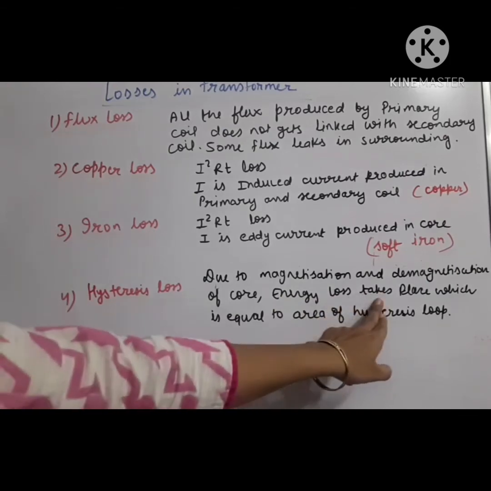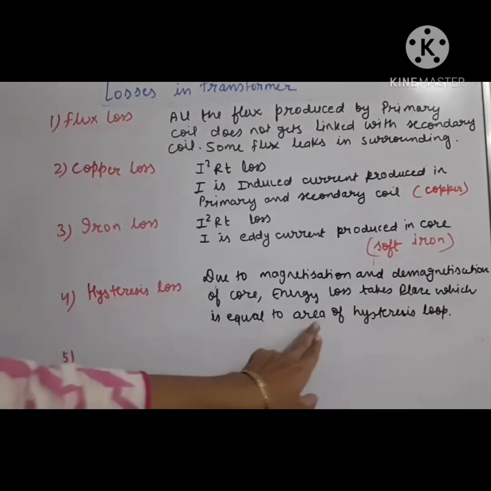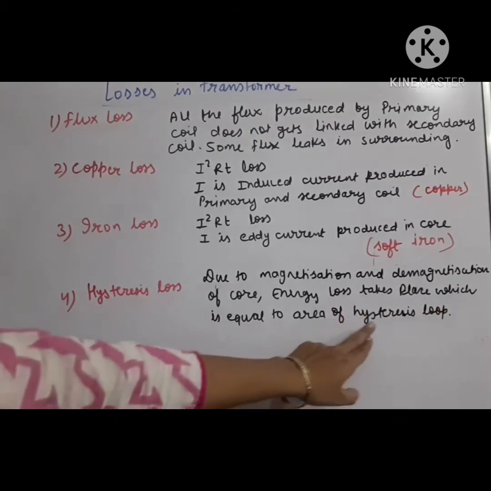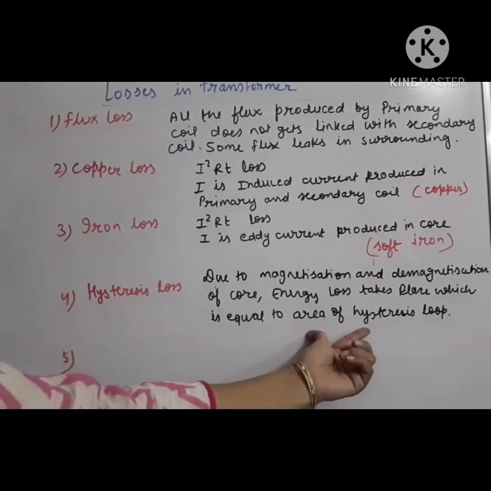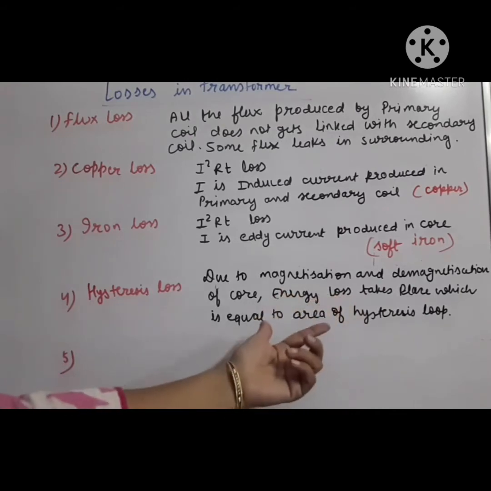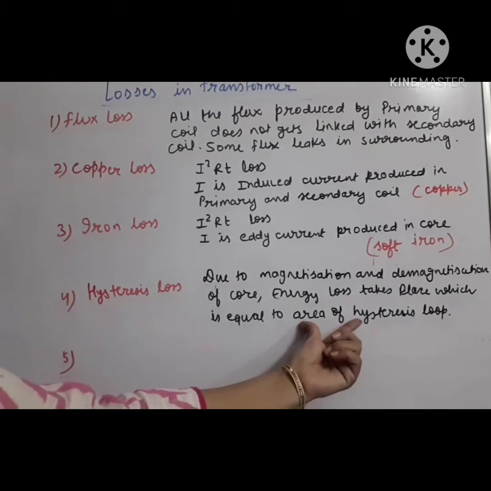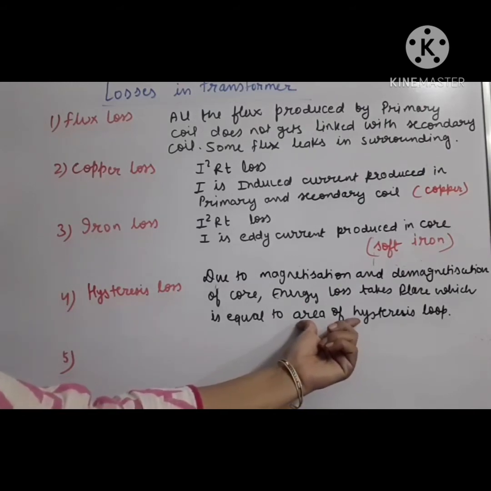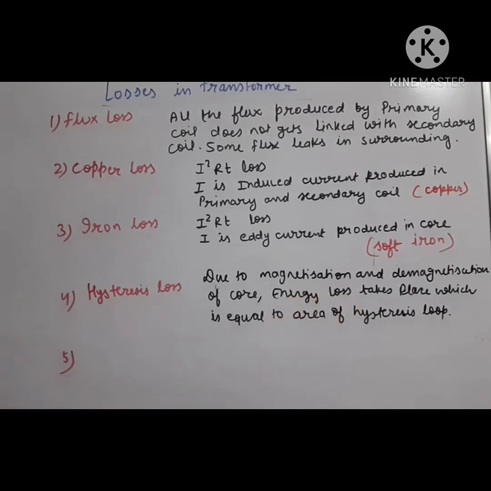This energy loss is mathematically or numerically equal to the area of one graph. That graph is the hysteresis graph or hysteresis loop. The more the area of the graph, the more the energy loss. That's why soft iron is preferred for the transformer, because for soft iron the area of the hysteresis loop is very less. That's why the energy loss is also very less. We have already discussed this point.